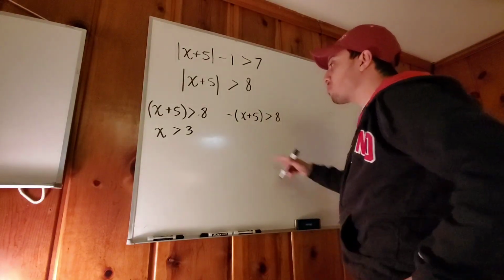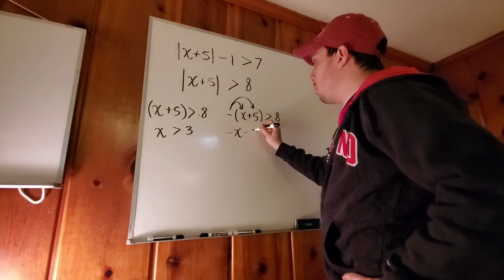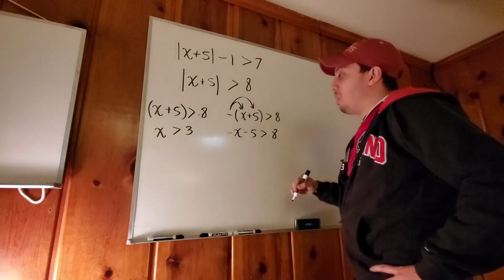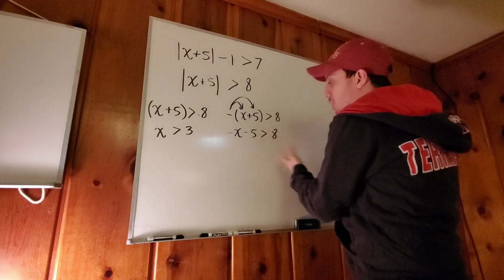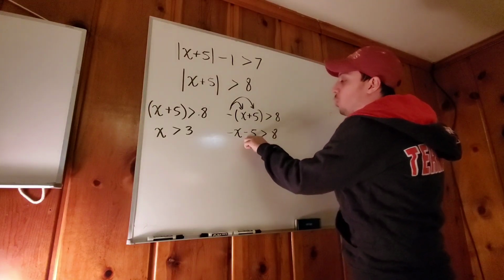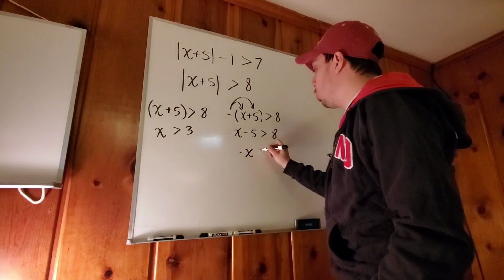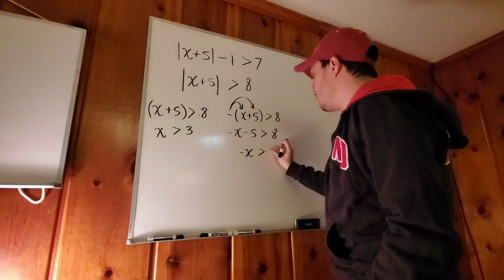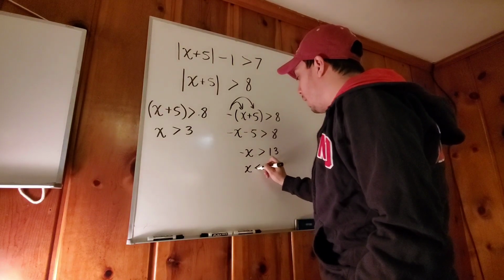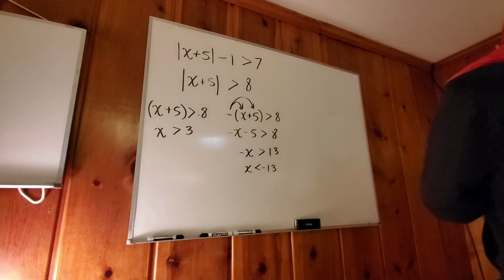That one's pretty easy. And here we have to distribute the negative. Don't forget to distribute the negative. Negative x minus 5 is greater than 8. Because we moved it over here, it's going to be positive, because it's going to be 13. What I'm trying to say is that the negative 5 you have to add to both sides. So it's going to be negative x greater than 13, positive 13. And then x is going to be less than negative 13. So that's what you get here.